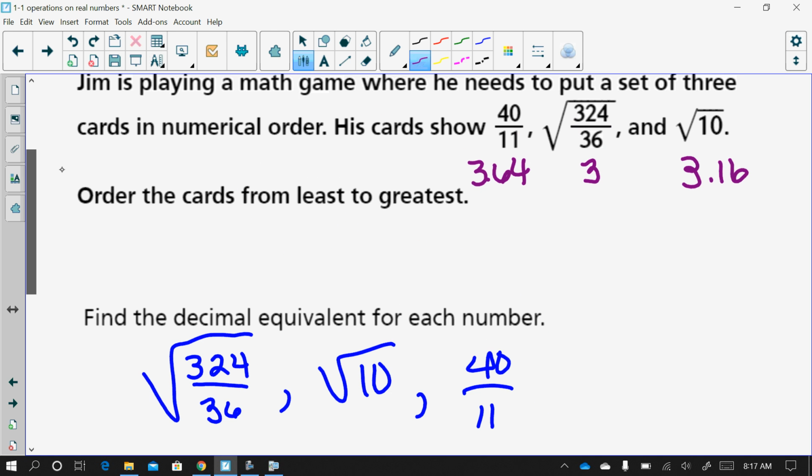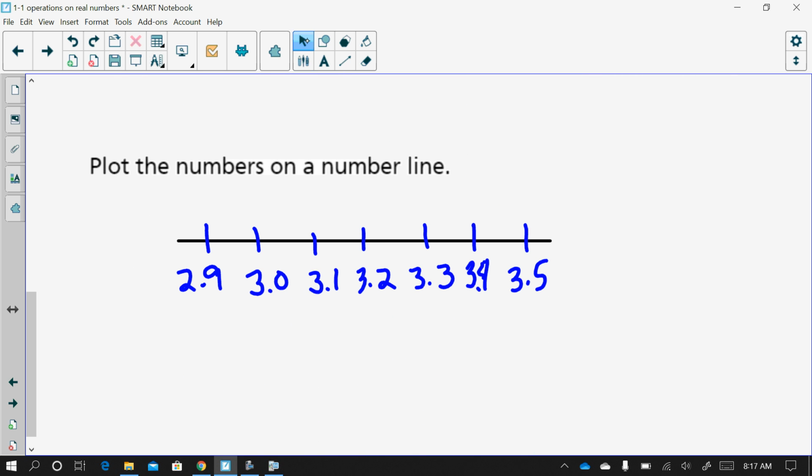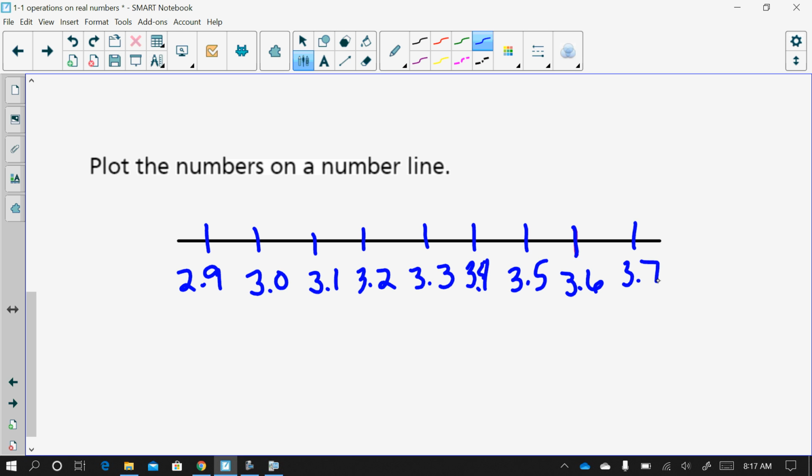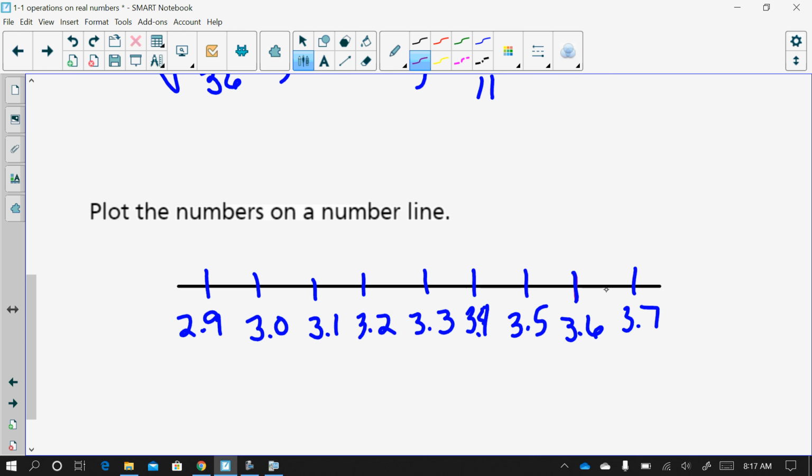So 3.64 was 40 over 11. I've got to extend my line a little bit here. So 3.5, sorry, I wanted that being blue, 3.6, 3.7. Okay, I should be good now. We know that was 3.64, so that's somewhere about right here, and that was 40 over 11.